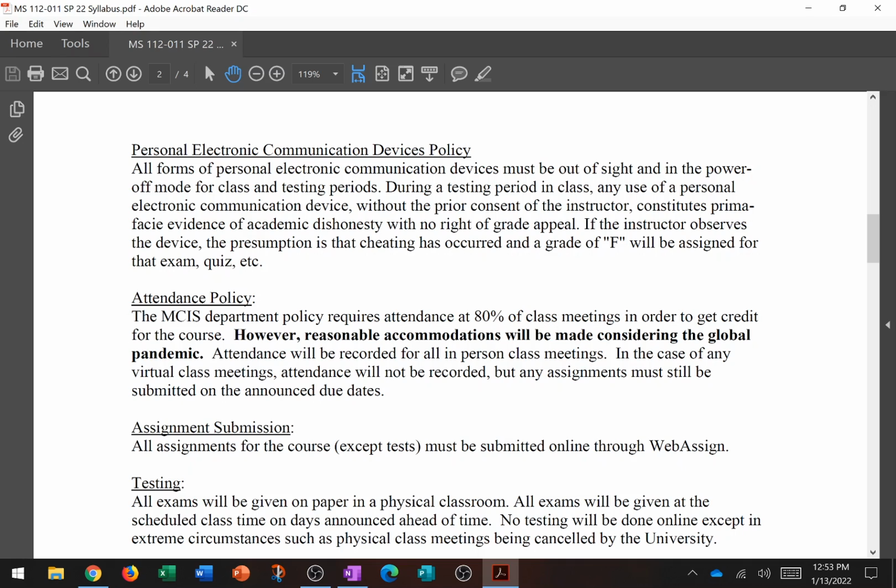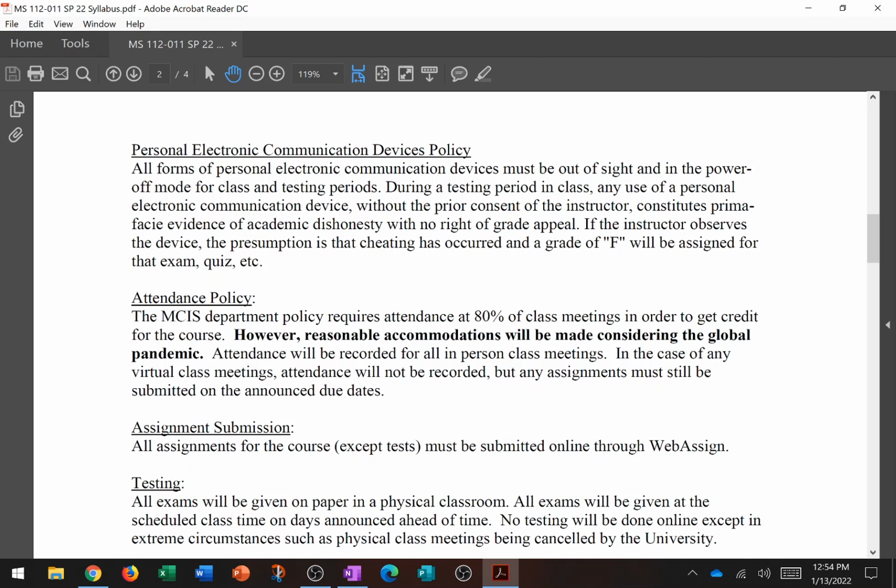We've got the electronic communication device policy. Here's the short version. On a normal class day, it's not a big deal. If you need to answer a text message or whatever, have your phone on the desk. I don't care as long as you're not disturbing everybody. If your phone rings by accident during a normal class, just make it be quiet after that, and it's not a big deal. The only time it is a real big deal is on test day.